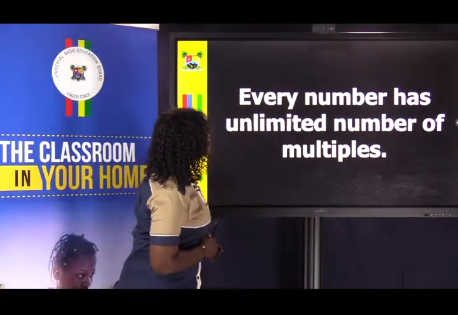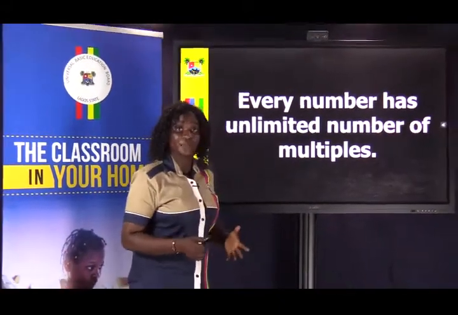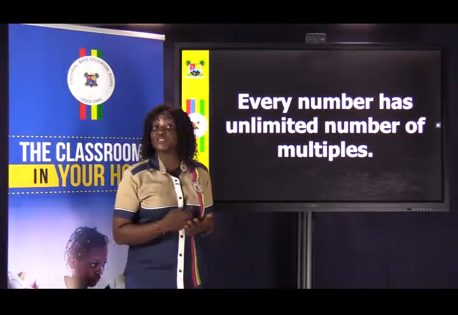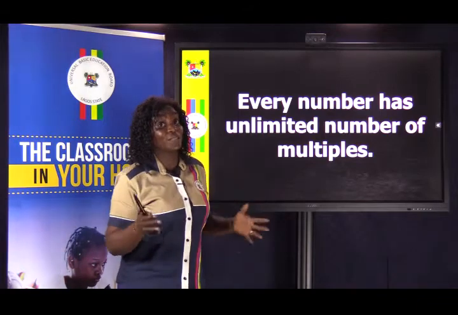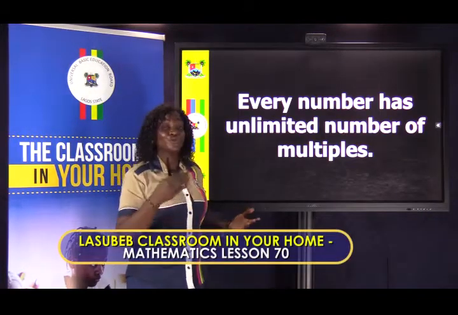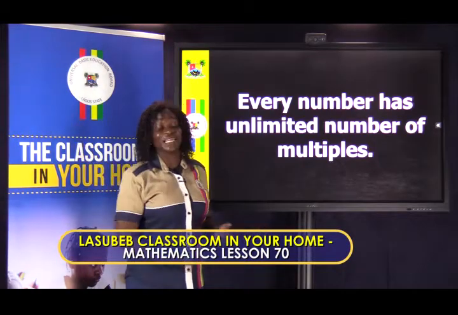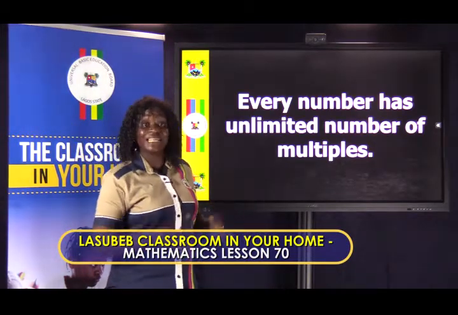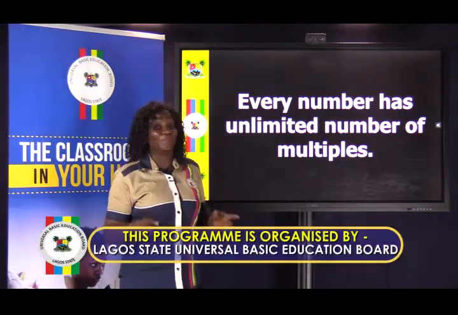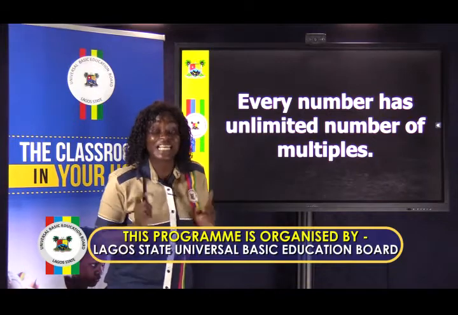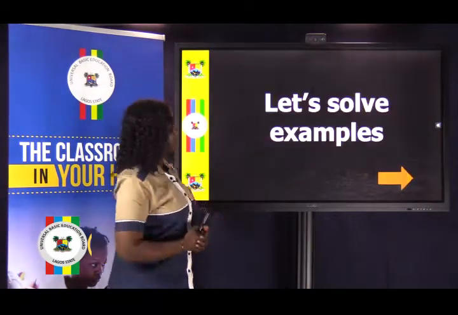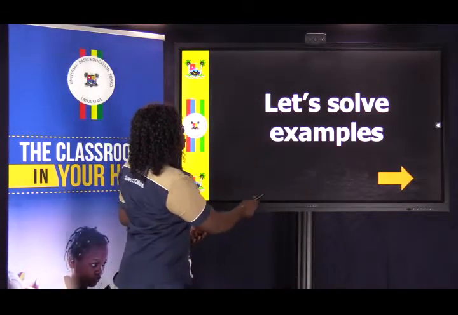Every number has unlimited number of multiples. Yes, remember 2 times table is not limited to 12 alone, because your exercise book has only 2 times 1 to 12. We have many other numbers that can be multiplied by 2. And so far 2 is multiplied by any number, the result is the multiple of 2. Yes, that's what we mean by unlimited multiples. Let's solve examples.